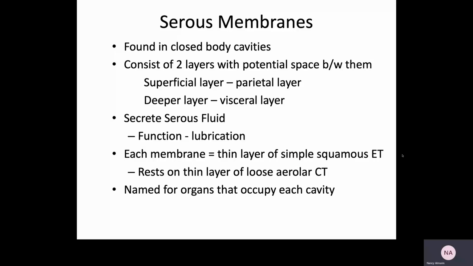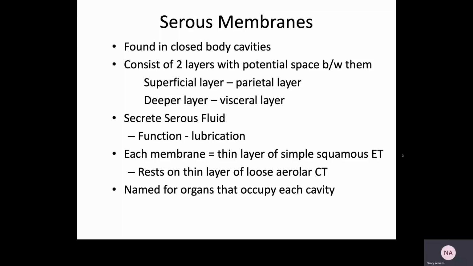Serous membranes are going to be found lining closed body cavities. When we talk about serous membranes, there will be two layers with a very, very thin potential or virtual space in between them. The superficial layer is known as the parietal layer. The visceral layer is the deeper layer, and that is going to follow the organs just like a really, really tight garment. They will secrete what is known as serous fluid, which for the most part is going to provide lubrication so the two layers, the parietal layer and the visceral layer, do not stick together and cause problems.